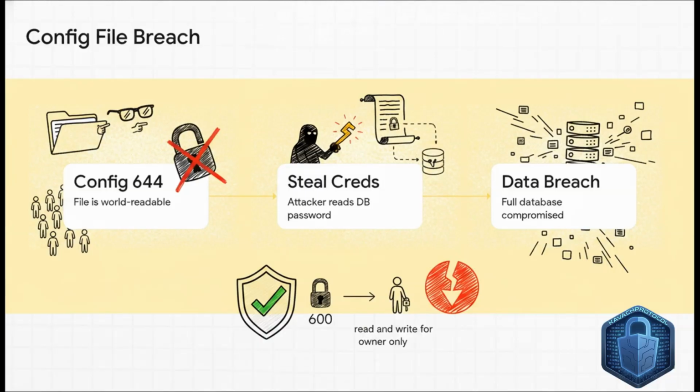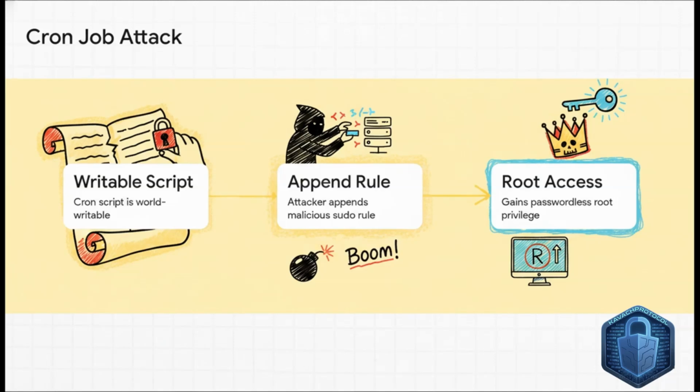Here's another one, a misconfigured cron job, which is basically letting your system hack itself on a schedule. If a nightly backup script runs as root but is left world writable, an attacker doesn't need to spend weeks cracking the root password. No way. They just open your script, add one line of malicious code, like granting their own account unrestricted sudo access, and wait. When the clock strikes midnight, the system dutifully executes the attacker's newly added code with root privileges. They instantly gain passwordless root access entirely by weaponizing your own automation.